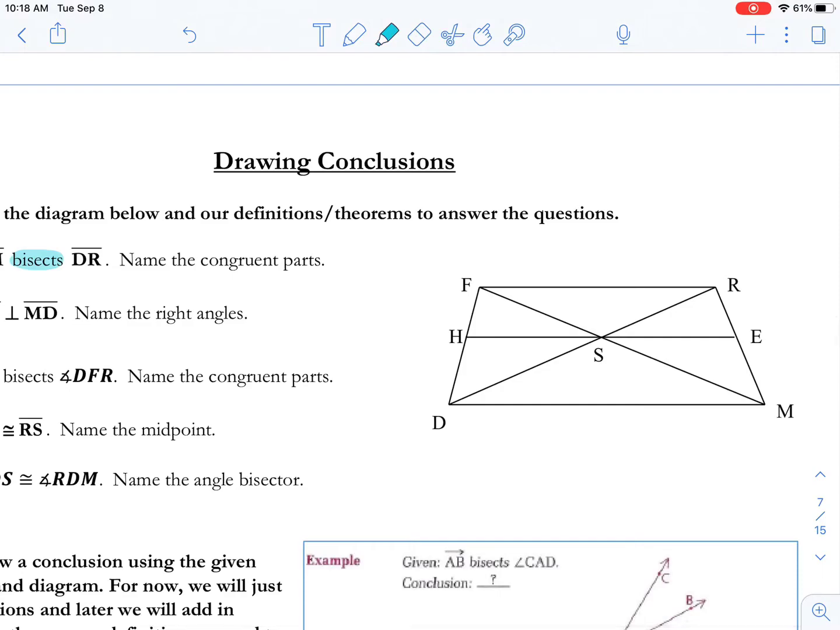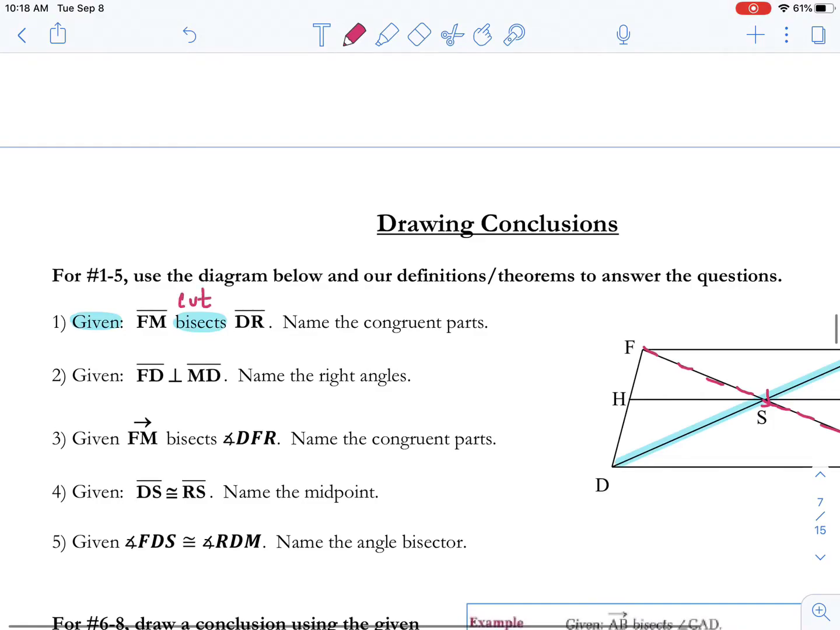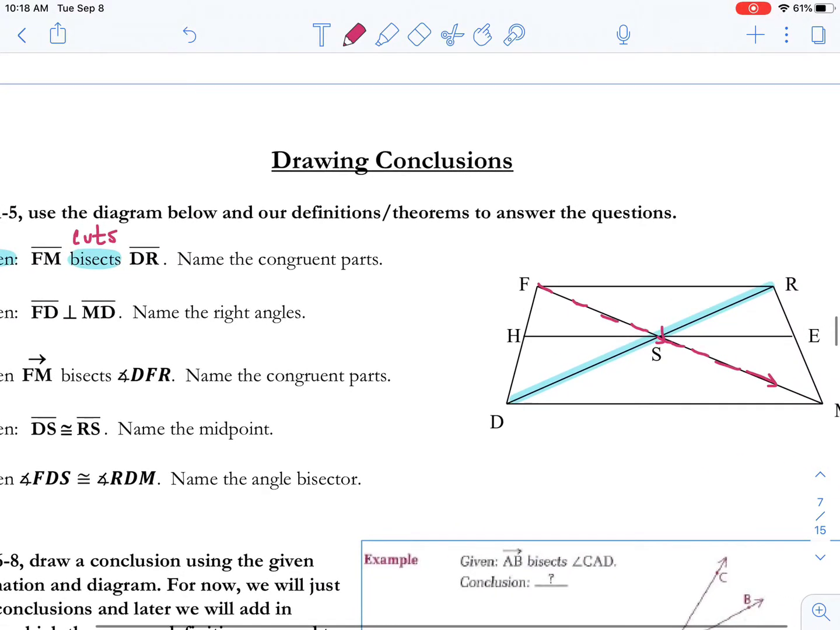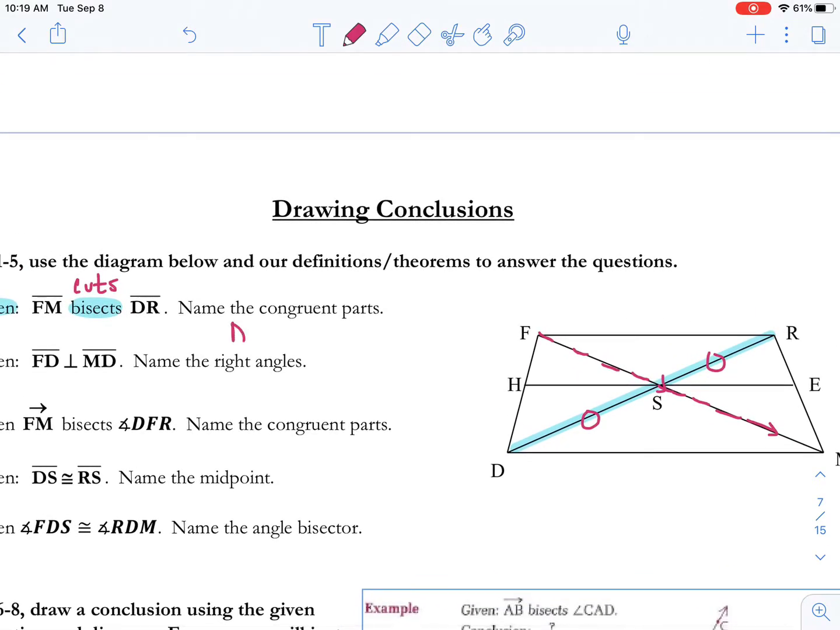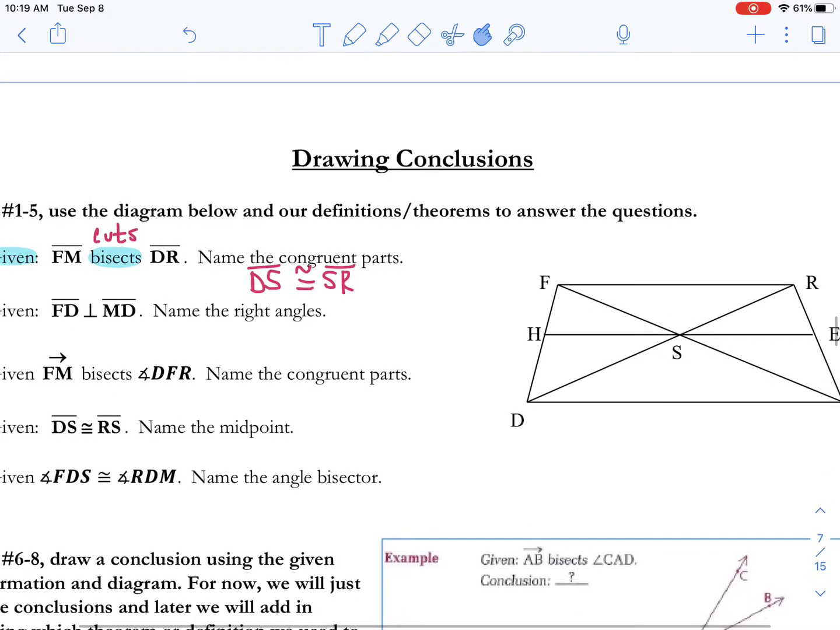FM is bisecting DR, so DR is being cut by FM. If FM is the scissors, which sometimes helps me remember the order here, FM is cutting DR into 2 congruent parts. So if FM is the scissors, then DS and SR are the 2 congruent parts. We can say segment DS is congruent to SR because that big segment DR is being cut in half, into 2 congruent parts. We could make that conclusion based on the definition of bisect.